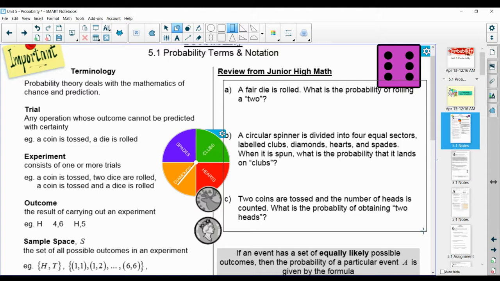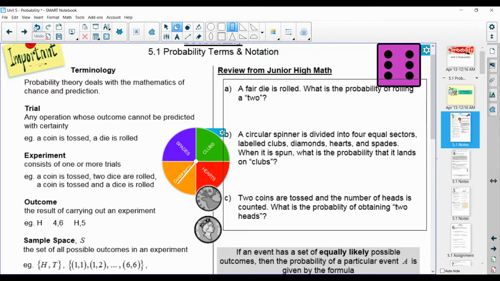A circular spinner is divided into 4 equal sections. They're labeled clubs, diamonds, hearts, and spades. And when it's spun, what is the probability that it lands on clubs? And then the last one, 2 coins are tossed and the number of heads is counted. What's the probability of obtaining 2 heads?